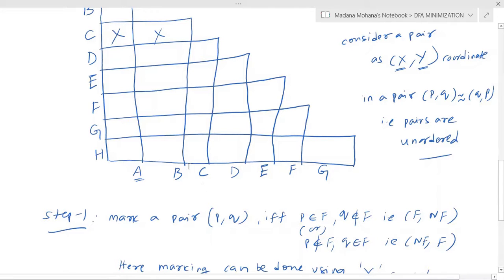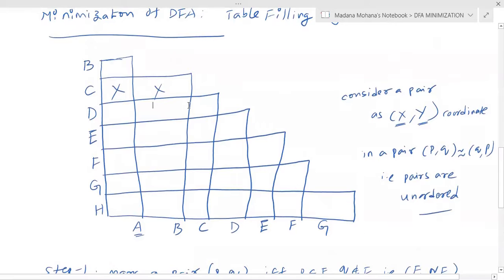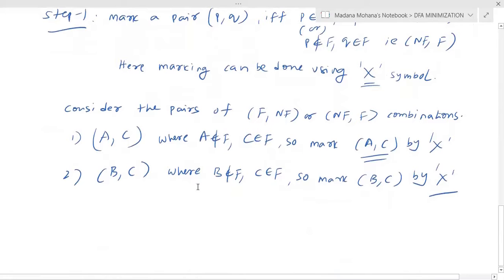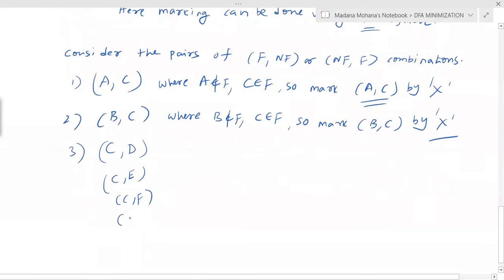Then coming to the third column, with C. With the C combinations, C to D, C to E, C to F, C to G, C to H. Here you can see that in column 3, all are combinations with C. Here you get C to D, then C to E, then C to F, then C to G, then C to H. All are combinations with a final state. C is the final state.